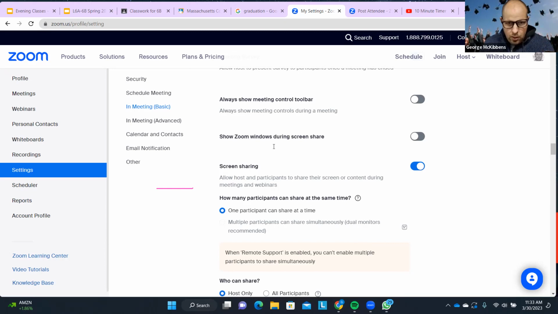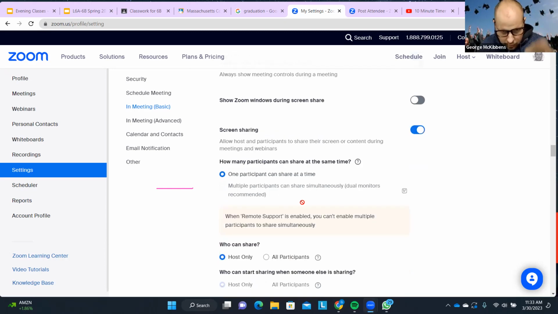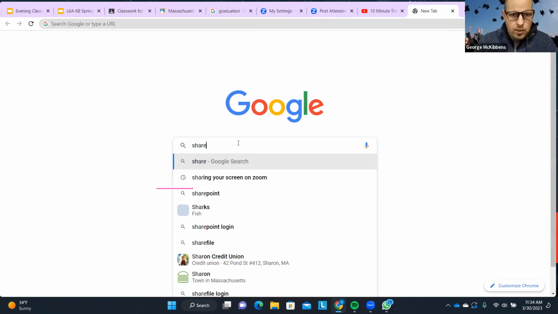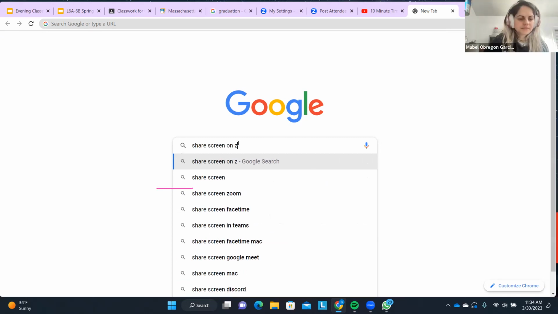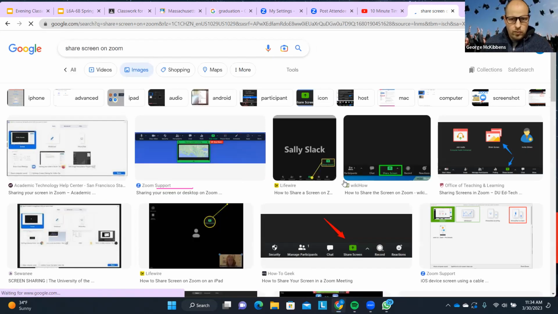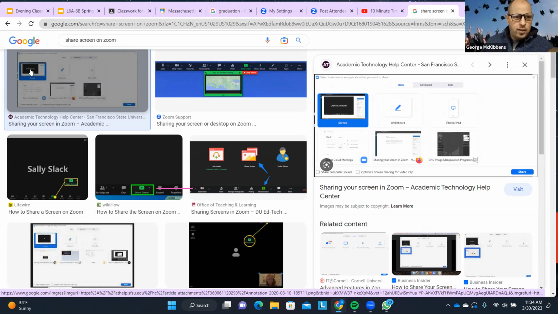So screen sharing. Allow hosts and participants to share screen. Okay, so that's on mine. Hosts only. Now you are one of the hosts right now. So okay, it's not my Zoom settings. Try one more time to do the share screen on Zoom. It should look like this. Does it look like this? So you hit share screen, and then you hit desktop. So try it again. See if it works. And then I'll leave my screen share. Now you try it again.